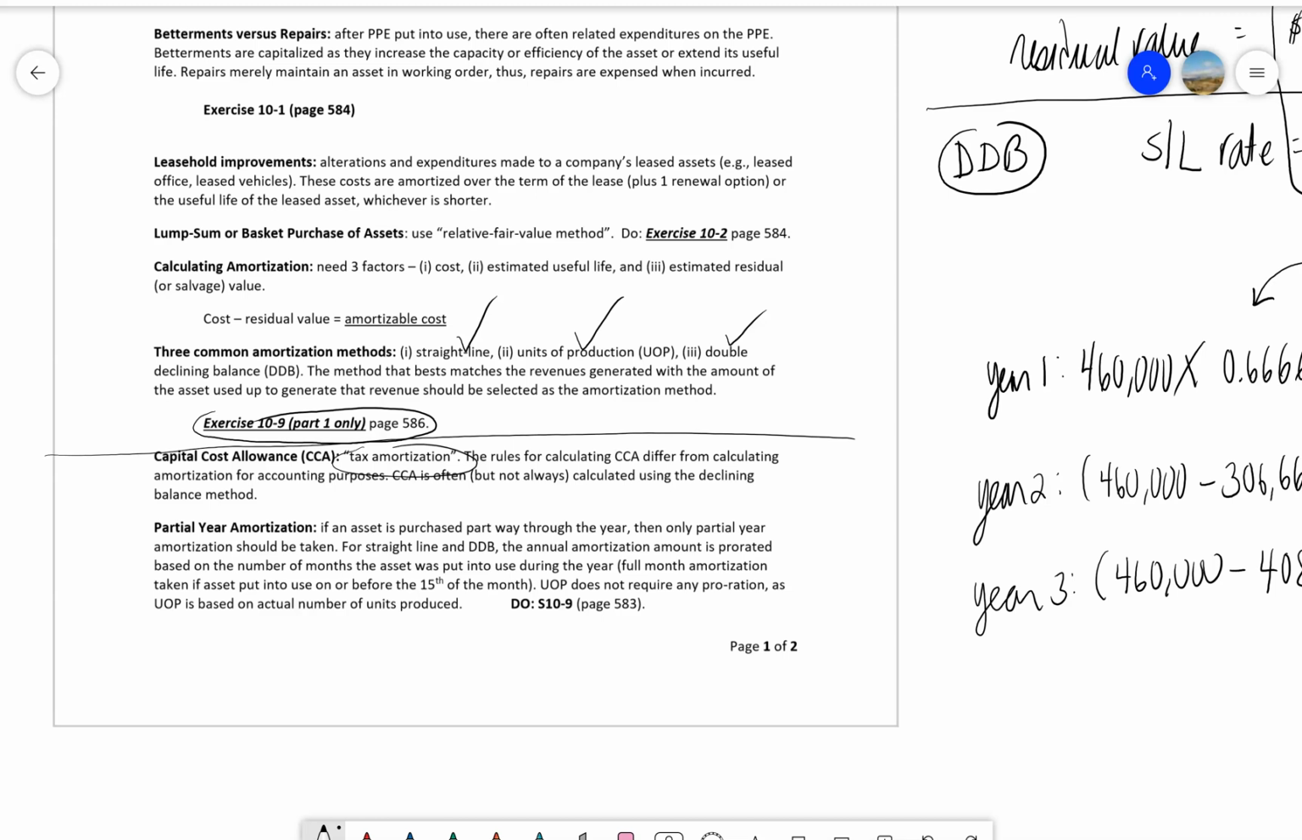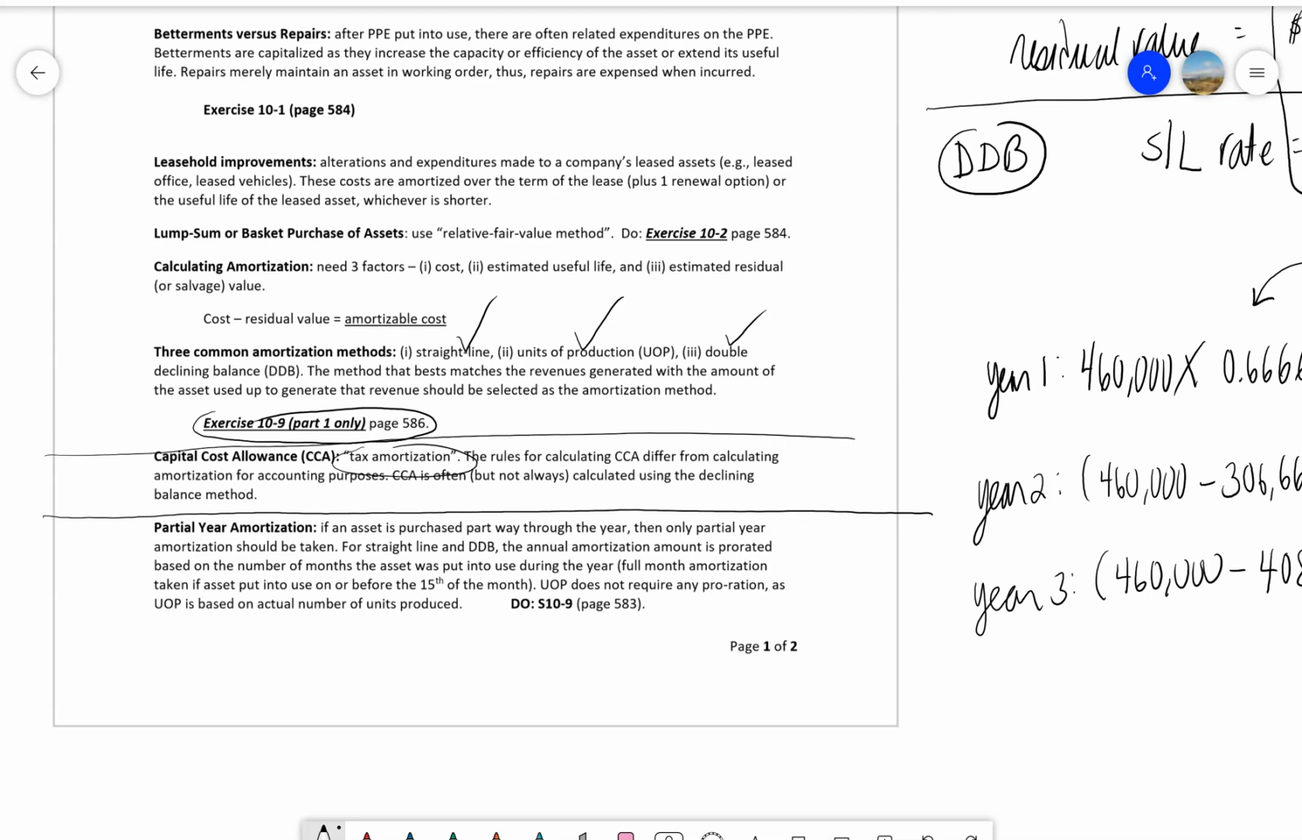Just know that for tax purposes, when a company is going to file their tax return, they cannot deduct accounting amortization expense. What they have to do is calculate what's called capital cost allowance, which is known as tax amortization, and they're able to deduct that amount. And if you end up taking a taxation course, you'll learn how to calculate capital cost allowance.